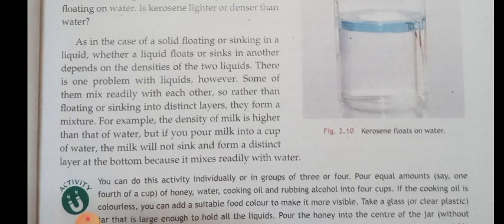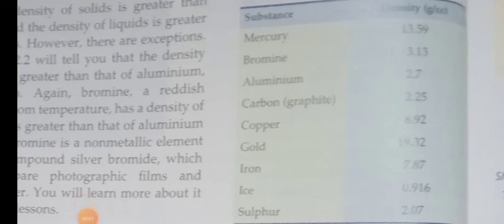Do you understand, children? So some liquids will readily mix with low density substances, and they are not sinking. Do you understand? So density decides whether the object floats or sinks. So here is a tabular column which says the density of some substances, and shall we read them? Mercury has a density of 13.59 gram per cc.